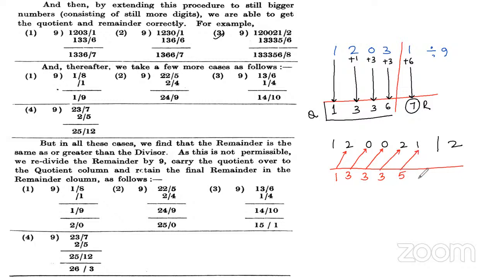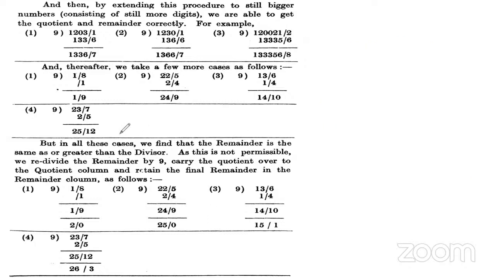5 is added to the 1, then we get 6. 6 is added to the 2, then we get 8. So 8 is our remainder part, and this left part totally indicates our quotient. Okay, so I hope you understand very clearly.